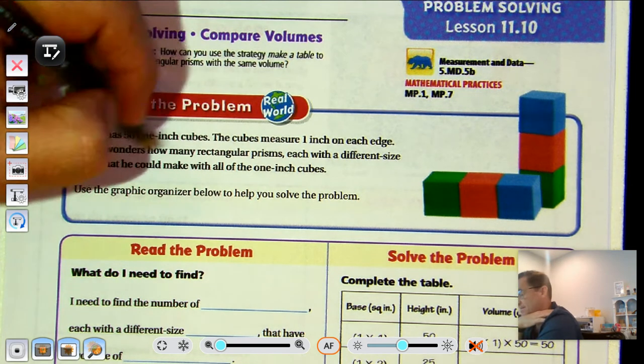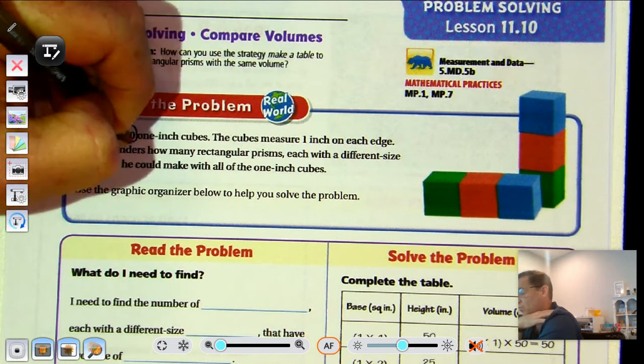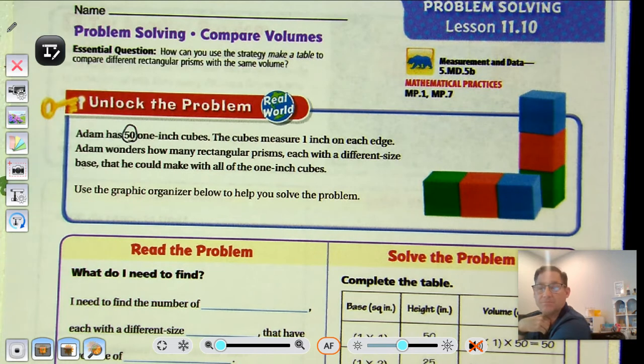Adam has 50 1-inch cubes. The cubes measure 1 inch on each edge. Adam wonders how many rectangular prisms, each with a different size base, that he could make with all of the 1-inch cubes. So basically, we need to find all the different ways of making a base and height of 50. Okay, we need a volume of 50 cubic inches.